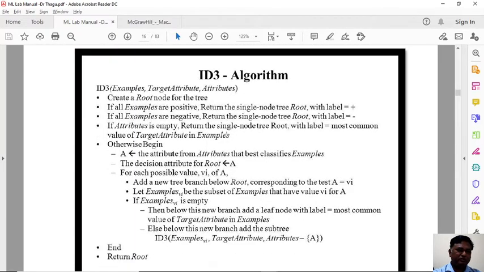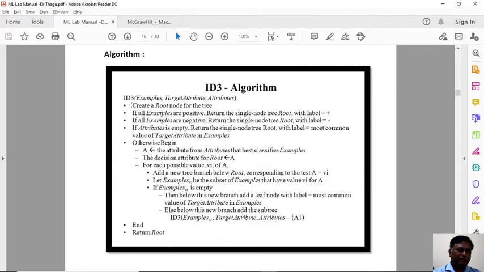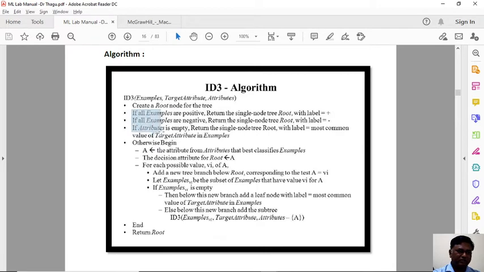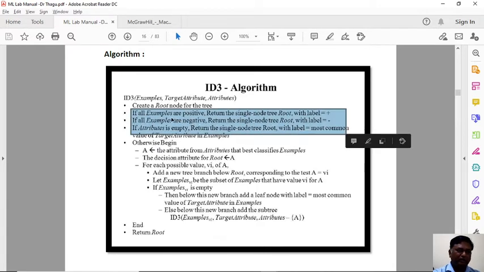See the algorithm first. The algorithm first creates a root node. Whatever data set is given, it takes as the root node. Then three conditions are there. You see these three conditions. If all the examples are positive, then return the node as positive. If all are negative, return the node as negative. If the attribute is empty, return the root node with the label equal to the most common value of the target attribute. These three conditions will be tested after checking so many rows only, and then we end with this condition. So the algorithm starts here.